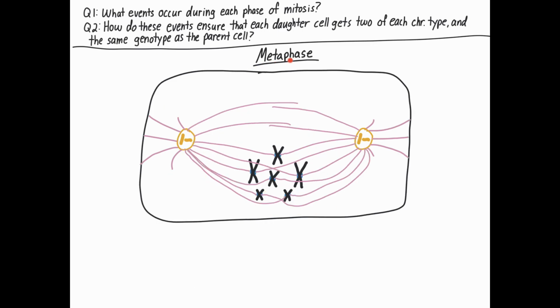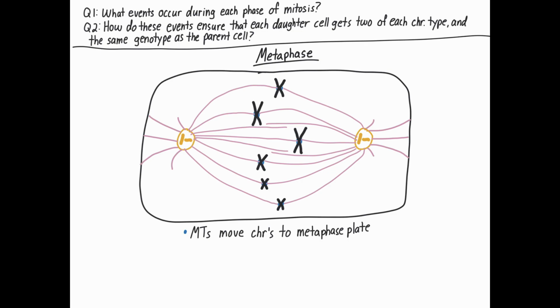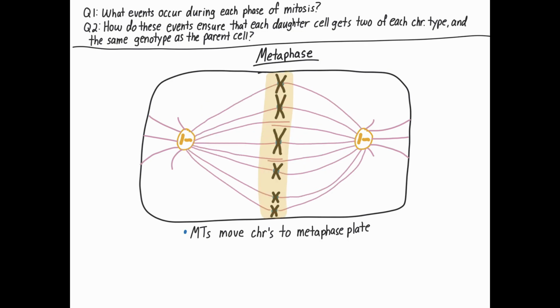Next is metaphase, when the microtubules get shorter and longer, moving the chromosomes to a region near the middle of the cell called the metaphase plate. You can see this as well in a fava bean cell in metaphase.